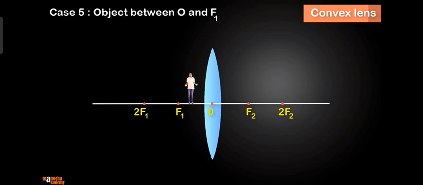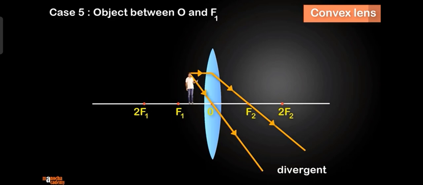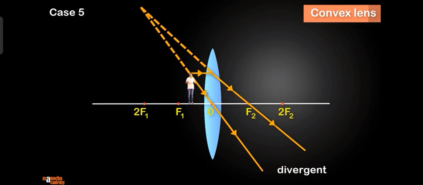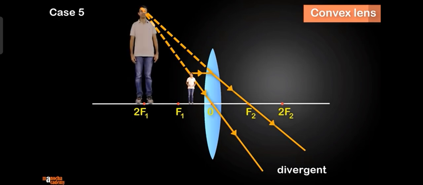The object, that is me, is between the optical center and the focus of the lens. Let's use rule 1 and rule 2 to draw the light rays from the top of the object. As you can see, the refracted rays here are divergent, so we need to produce them backwards to obtain our image. Wow! Can you see? The image is magnified here.